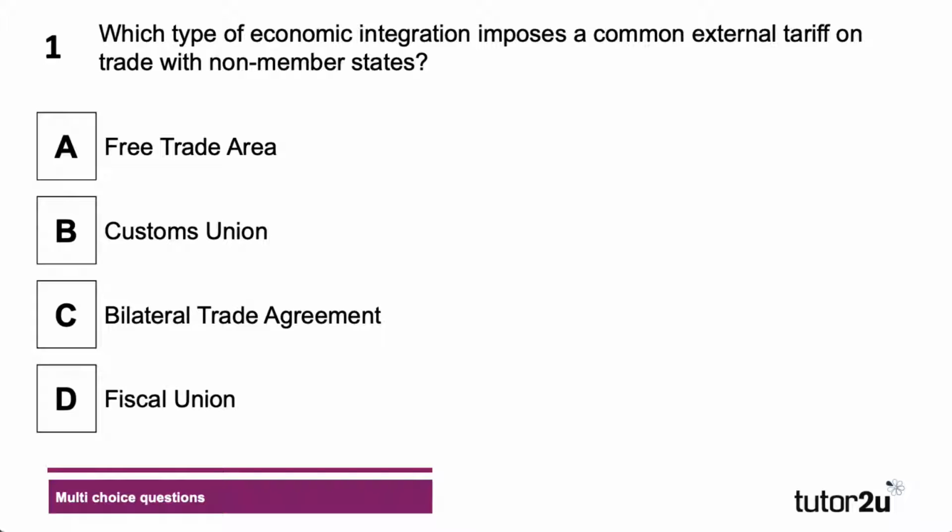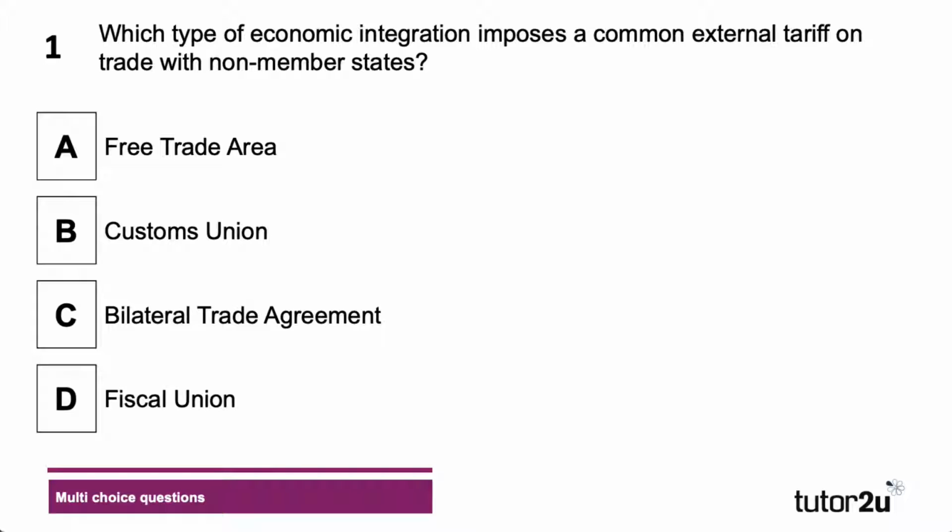I've got 4 multiple choice questions for you, just to give you a helping hand. The answers are either A, B, C, or D. Here's our first question. Which type of economic integration imposes a common external tariff, or CET, on trade with non-member states? Is it a free trade area, a customs union, a bilateral trade agreement, or fiscal union?